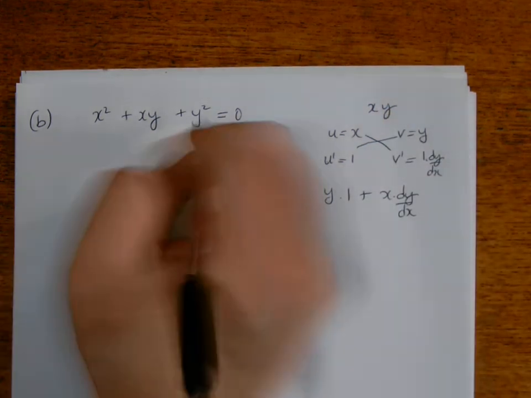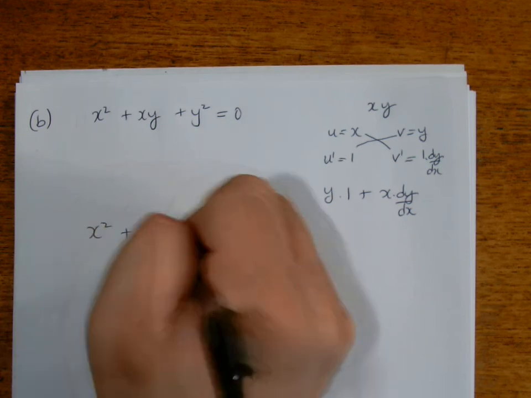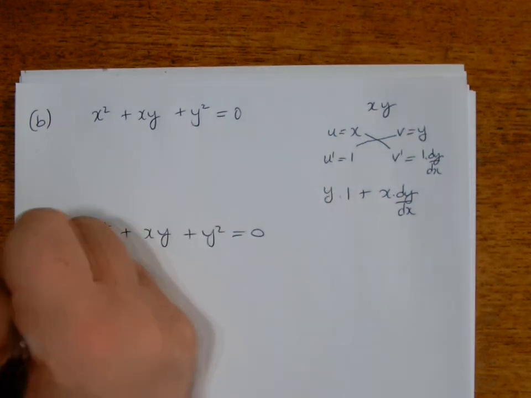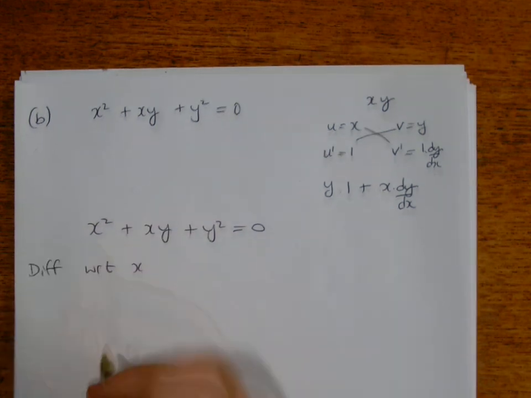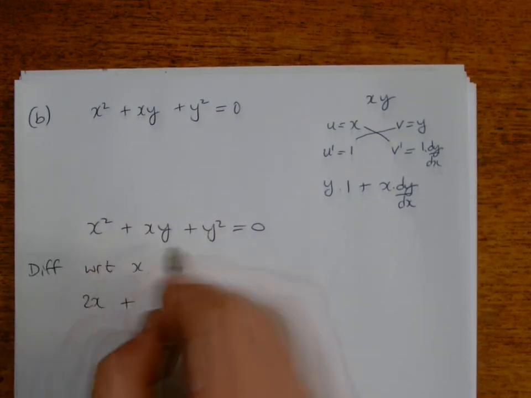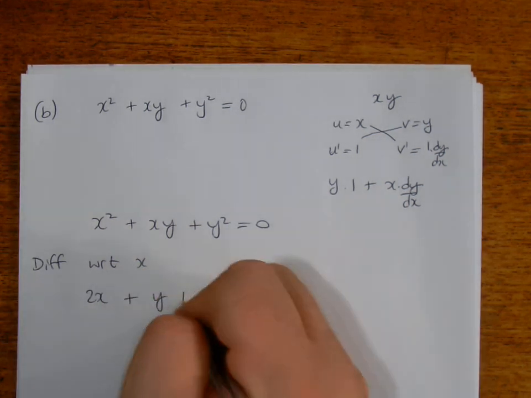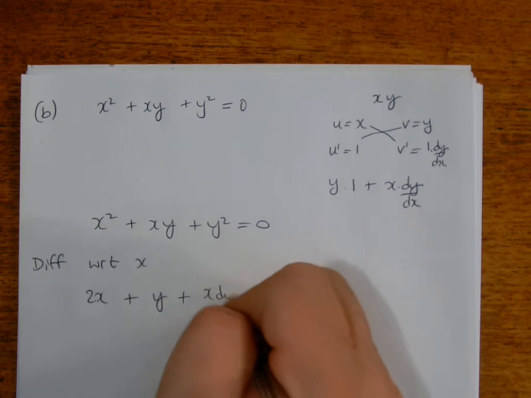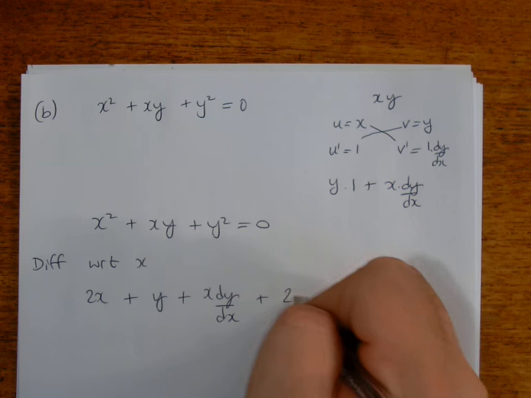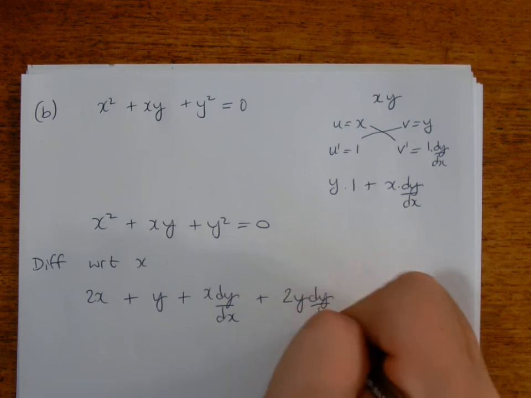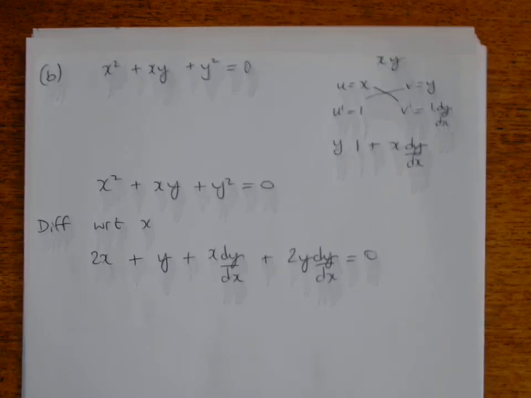So when I then go back to this here, I literally have got this now. I literally say then, well, differentiate with respect to x, well, x squared just becomes 2x, doesn't it? xy, I've done it over here. So it's just y times 1, which is y, and then x dy dx, and then y squared becomes 2y, but remember to times it by dy dx, and then on the right hand side, well, 0 just becomes 0.